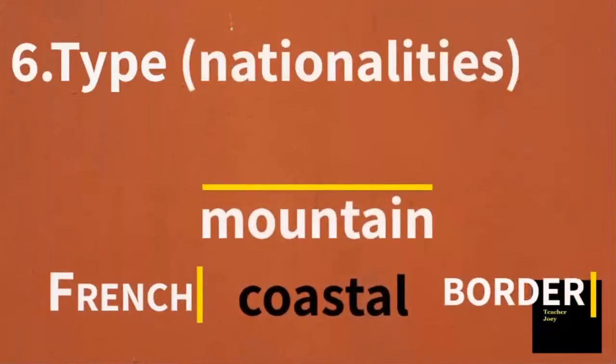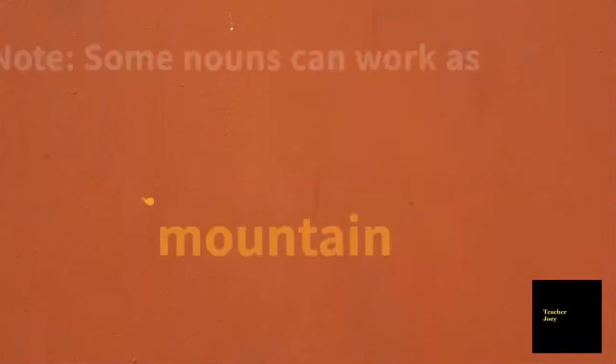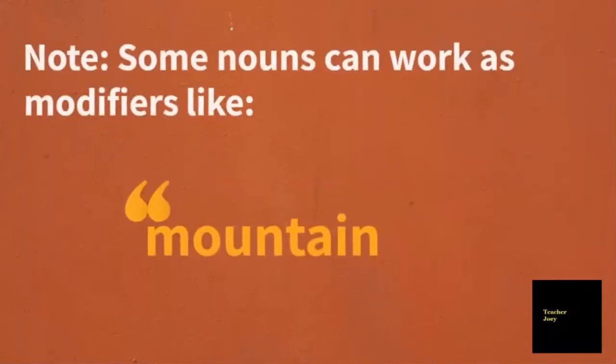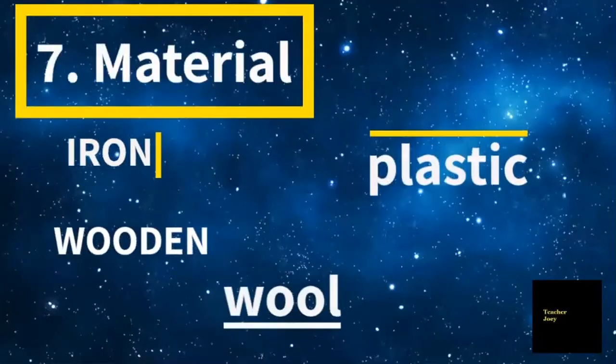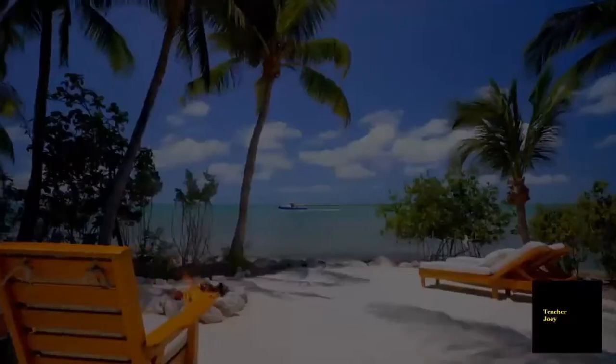Then the type is coastal, and nationalities can be considered types too. Also, don't forget that some nouns can work as modifiers like mountain, portal, border, etc. And then in our seventh position, we have the materials, which are iron, wooden, wool, plastic, etc.